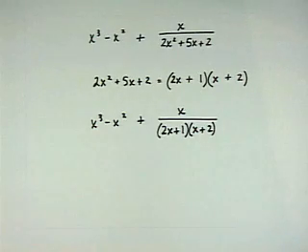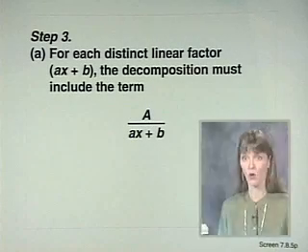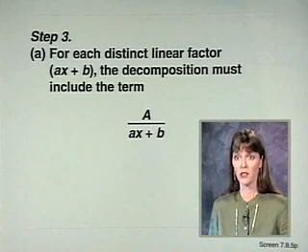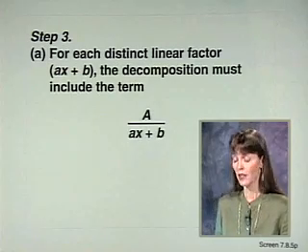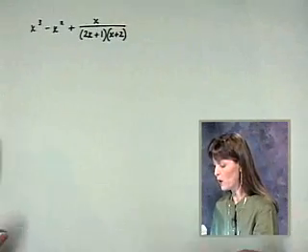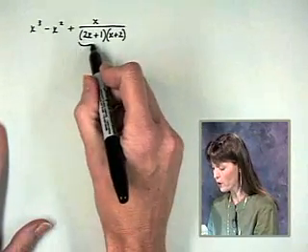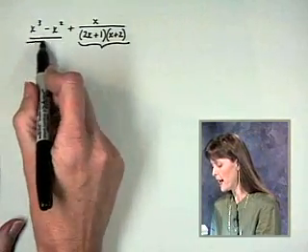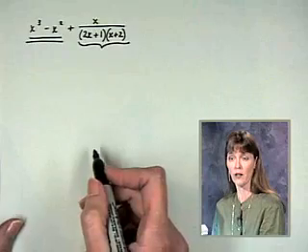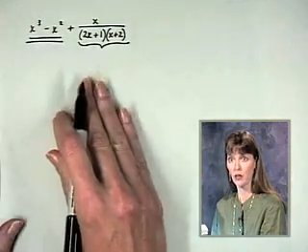Let's see what step 3 tells us to do. For each distinct linear factor of the form ax + b, the decomposition must include the term A, which is going to be some new variable, divided by that linear factor. Back to our problem, what that tells us is that in order to complete the decomposition, we're going to concentrate on this part of the fraction. We'll remember that x³ - x² is part of our expression, but we're going to hold off on dealing with that throughout our next few steps.